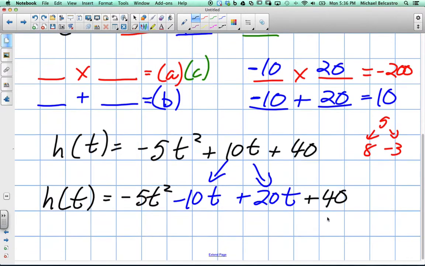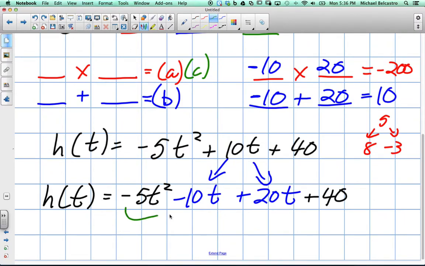The reason we've done this is because now we're going to common factor the first pair and common factor the second pair.